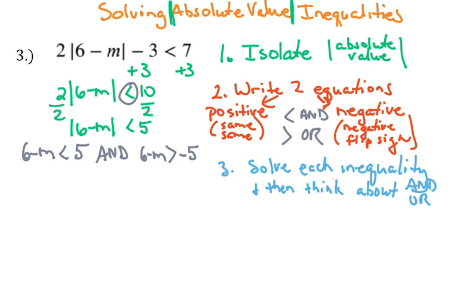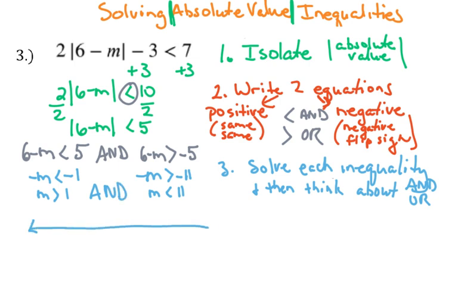If I solve the left side, I'm going to get negative m is less than negative 1. I'm going to divide or multiply by a negative 1, which will change the sign. Over here, I'm going to get negative m is greater than negative 11, and the same thing, I'm going to multiply by a negative 1, change sign here. Now, if we think about this needs to be an and situation, what does that mean?